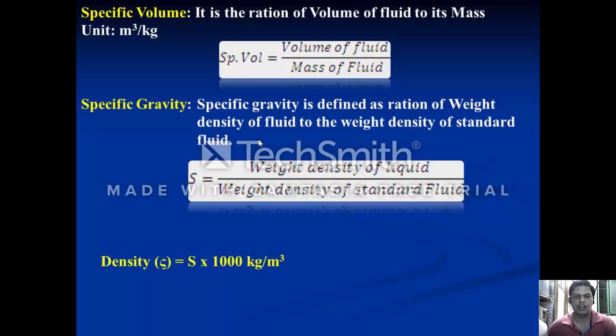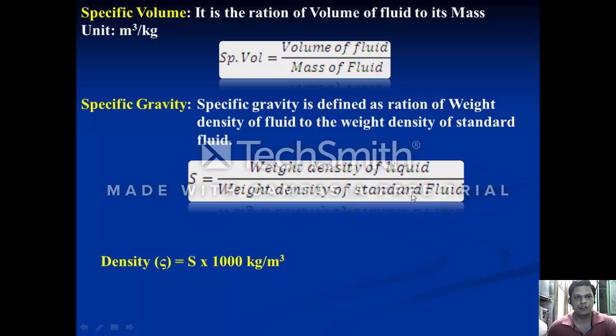Next, come to another property, specific gravity. It is denoted by capital S. It is defined as the ratio of weight density of a fluid to the weight density of a standard fluid. It is a dimensionless quantity. From the definition, capital S is equal to the weight density of a liquid over the weight density of the standard fluid. That means if you want to measure the specific gravity of any liquid, you need to take these.